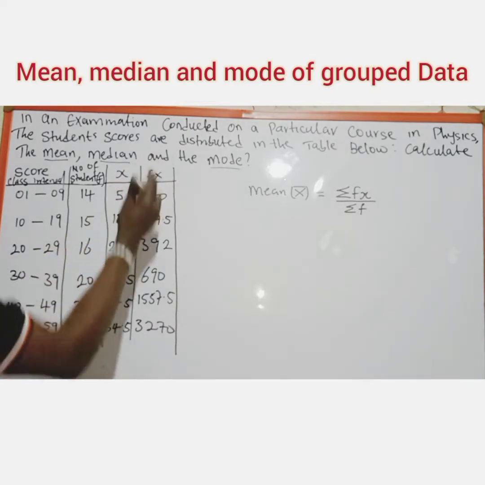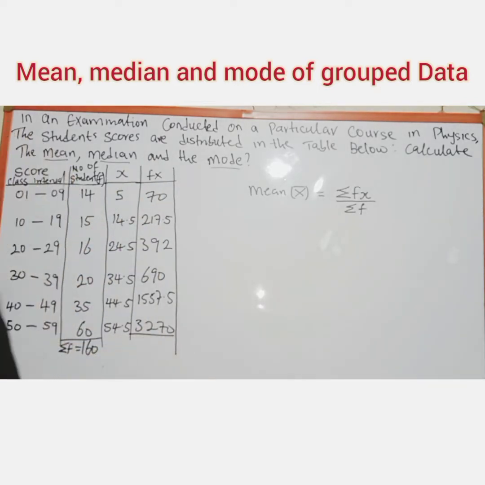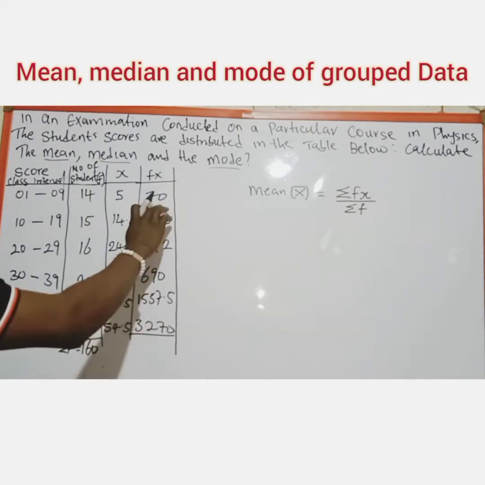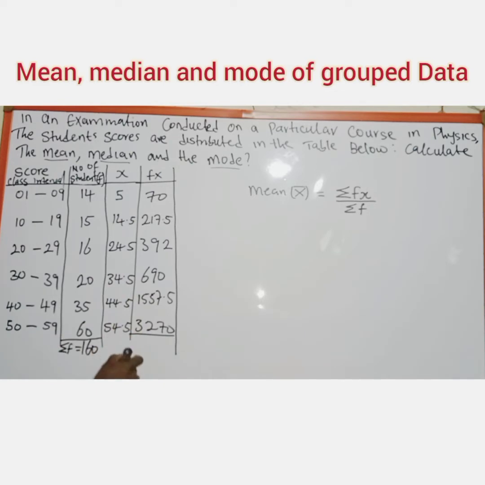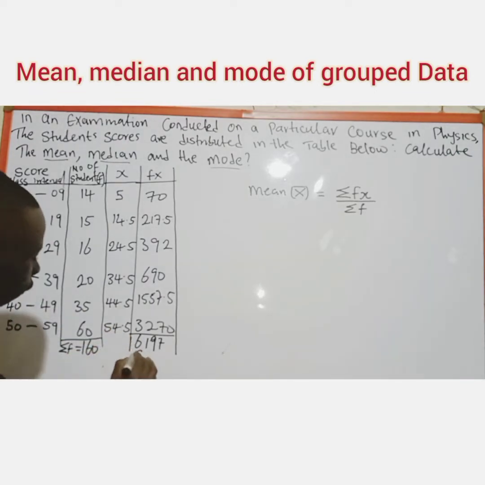To get our summation of f times x, we have 70 plus 217.5, and you add everything together, we are going to get 6,197. So this is the summation of f times x.